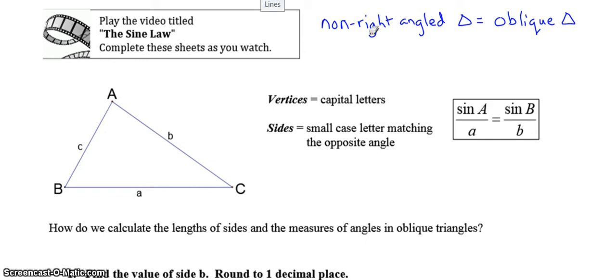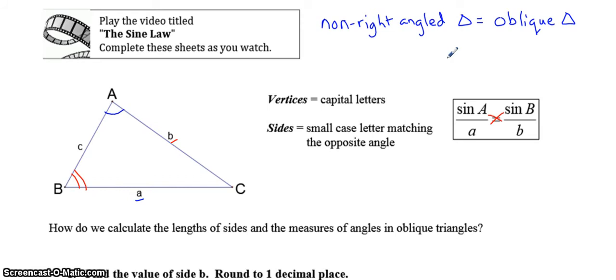The sine law is this law right here. Sine A over A equals sine B over B. What this means is that if you take the sine of this angle and divide it by this side, which is opposite, it is equal to taking the sine of this angle and dividing it by the side that's opposite it. What will happen is that you will be given 3 of these 4 pieces of information, and then you will cross multiply to solve for the 4th piece.